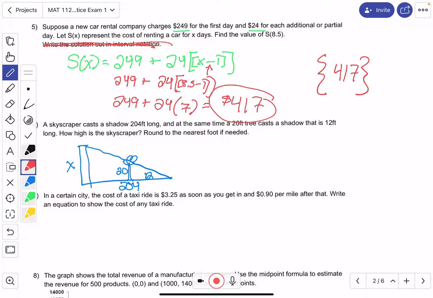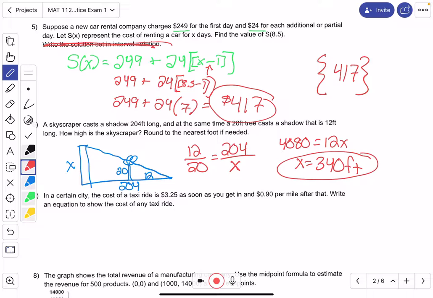So we're just going to make a proportion. So for the tree, the shadow to the tree is 12 over 20. And the skyscraper would be 204 over x. So to solve a proportion, we cross multiply. So 204 times 20 is 4,080. 12 times x is 12x. And if we divide both sides by 12, we get x equals 340 feet.